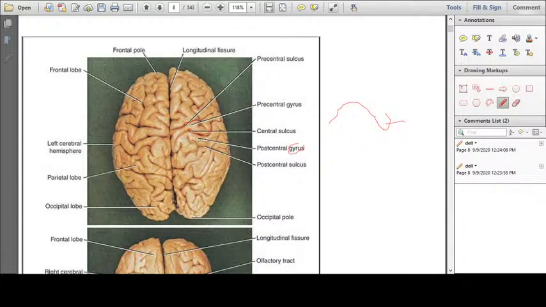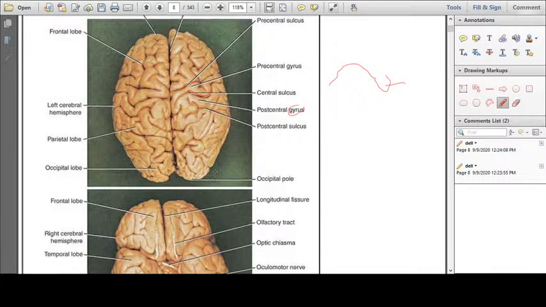This is the elevated part of the brain, therefore this is a gyrus, and this is the postcentral gyrus. On the other hand, this depressed part just below the postcentral gyrus is the postcentral sulcus. It is similar in the case of the precentral parts. This one is an elevated part, so this is the precentral gyrus. However, this one is a depressed part, so this is the precentral sulcus.